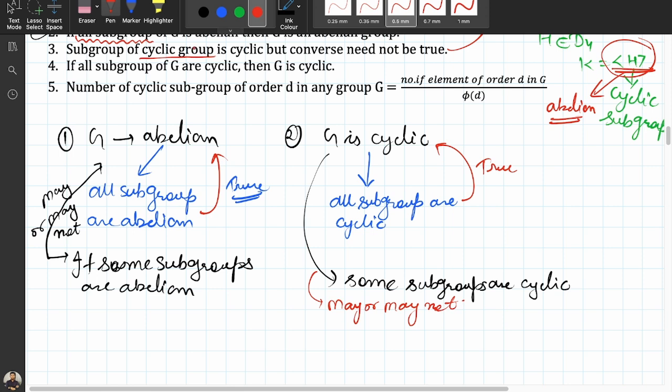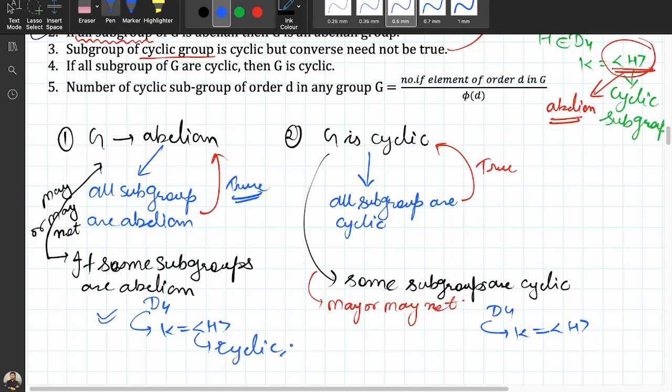And what is the counterexample? You can take the counterexample of D4, where the subgroup is H, horizontal. This is a cyclic subgroup. If it is a cyclic subgroup, then of course it is an abelian subgroup.